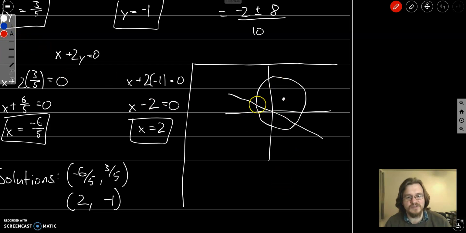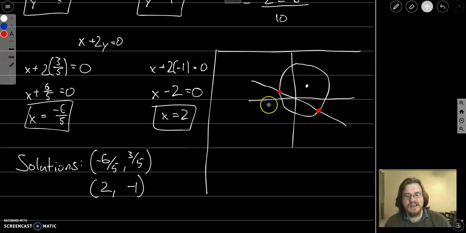I'm not doing this very precisely, but we can see that, yeah, we should have two solutions, and those two solutions are right here: negative 6/5, 3/5, and 2, negative 1. So our picture matches what we would think: the solutions to a system of equations being where those graphs intersect.